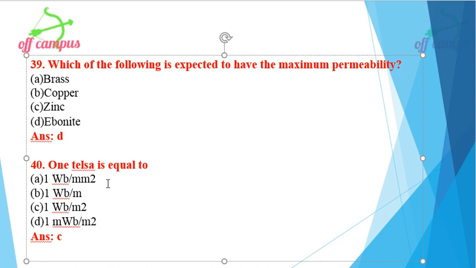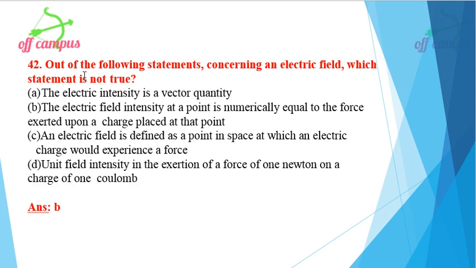1 Tesla is equal to 1 Weber per meter squared. Option C is the right option. Then question number 42.